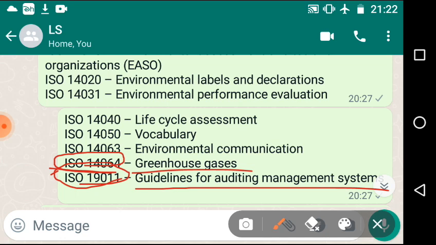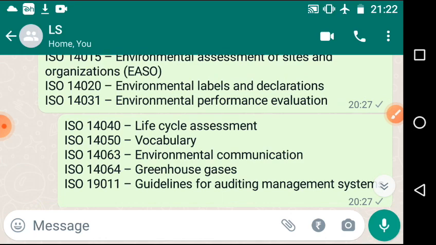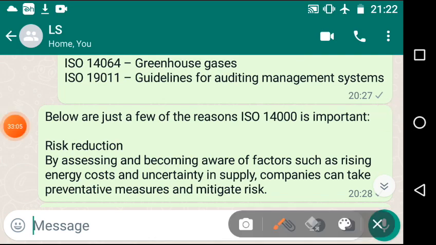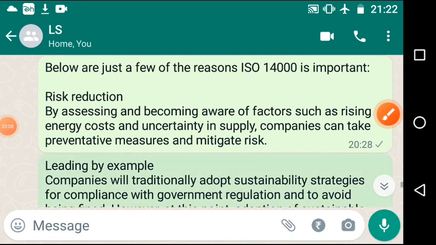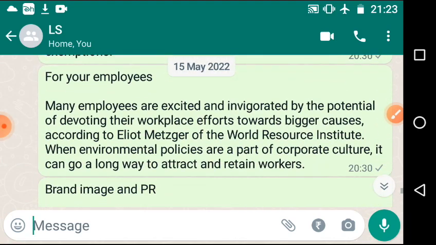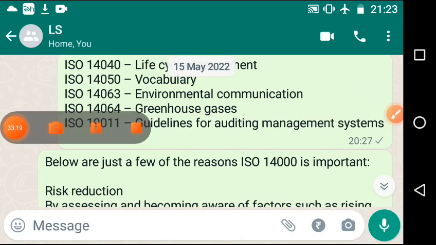Okay, this is a very easy one. ISO 14064 describes the greenhouse gas, and how we are to implement it. ISO 19011 is different from ISO 14000, but it comes under ISO 14000. It shows the guideline for auditing the management system. So these are different families, I can say subfamilies, of the ISO 14000 guidelines that have been mentioned here.